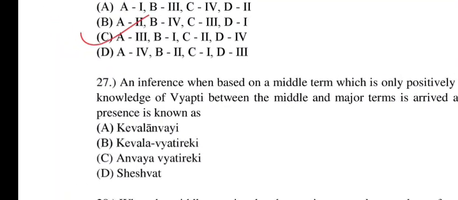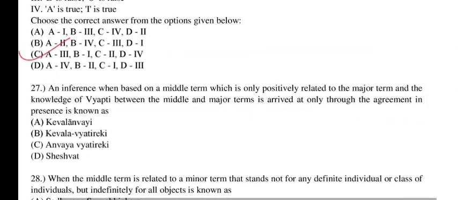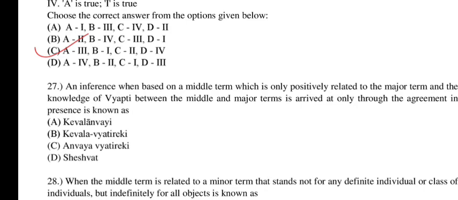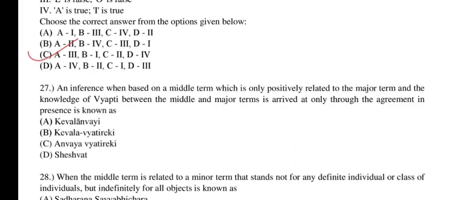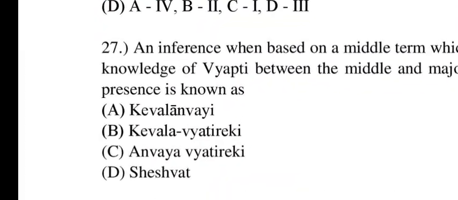27. An inference based on a middle term which is only positively related to the major term, and the knowledge of vyapti between the middle and major term is arrived at only through the agreement in presence, is known as what? ABCD. Sorry for the pronunciation, it will be hard for me to pronounce.